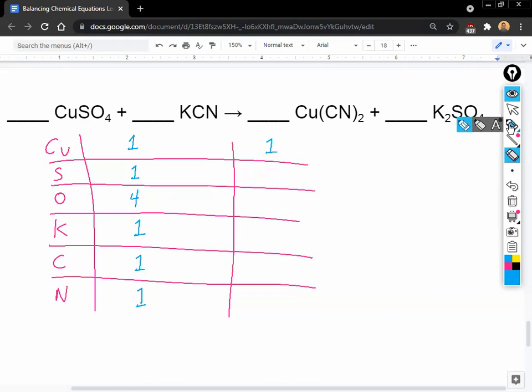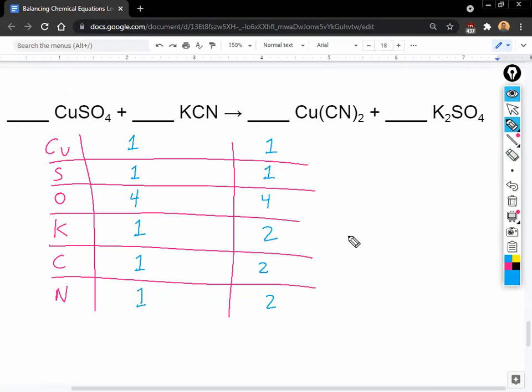Okay. Now, if we look at the parentheses, we said everything in the parentheses has to be multiplied by the number on the outside. So how many carbons are there in total? Two, exactly. And then same thing for nitrogen, there's going to be two nitrogens. All right, and then last but not least, how many potassiums? Two, one sulfur, and four oxygens.